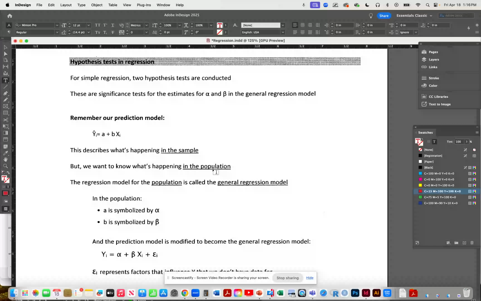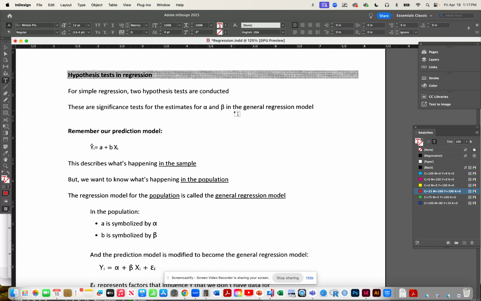Now let's talk about hypothesis tests in regression. For simple regression, two hypothesis tests are conducted. These are significance tests for the estimates for alpha and beta in the general regression model. So at this point, hopefully you're wondering to yourself, well, okay, that sounds good. What's alpha? And what's beta? And what's general regression model? Well, okay, let's talk about that then.